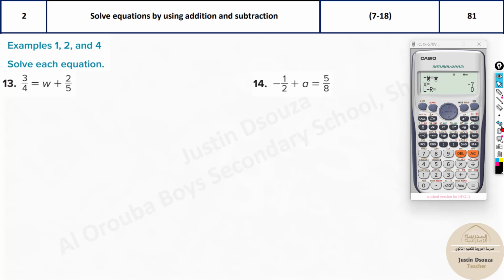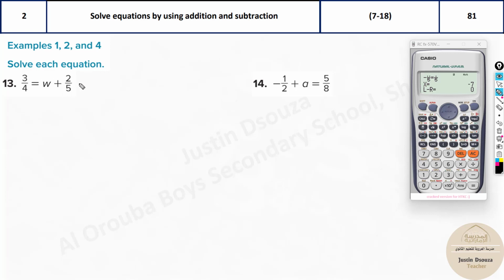Even over here, same thing, we have addition. Now what would you do if there is plus? Let's first solve it directly without the calculator. There are various ways to solve. The easiest way would be: you have to solve for w.